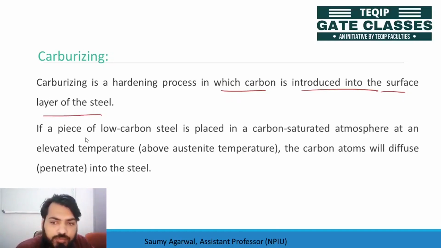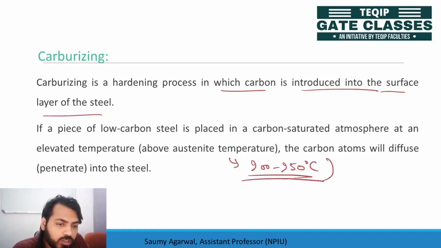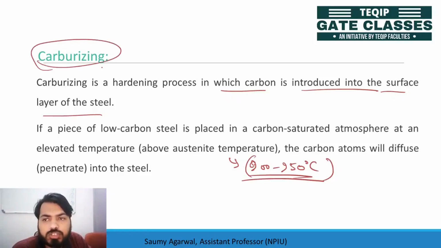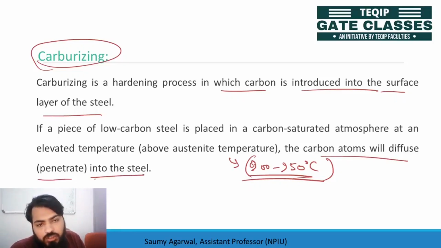So if a piece of low carbon steel is placed in a carbon saturated atmosphere at an elevated temperature, okay, so above the austenitic temperature, the carburizing process approximately takes place from 900 to 950 degrees Celsius, okay. At 900 to 950 degrees Celsius your carburizing process takes place. So at this temperature the carbon atoms will diffuse or penetrate into the steel, okay.